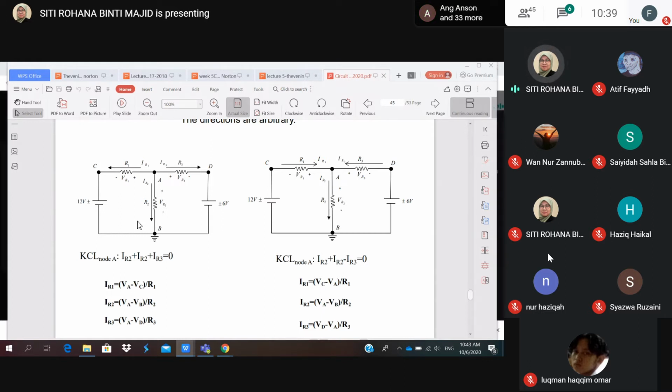Or you can write it as IR1 plus IR2 plus IR3 equals 0, and then you define each particular I. So for example, IR1 will be VA minus VC divided by R1.